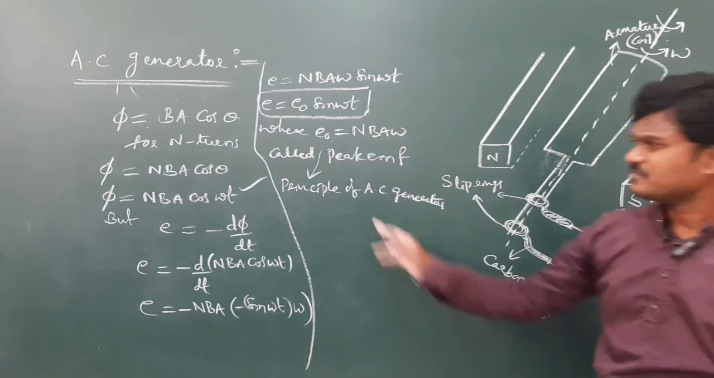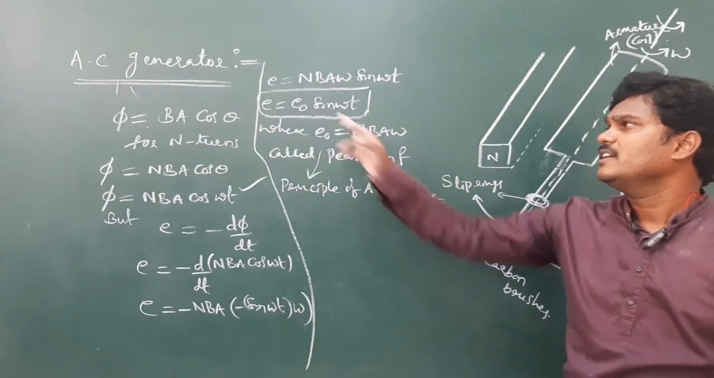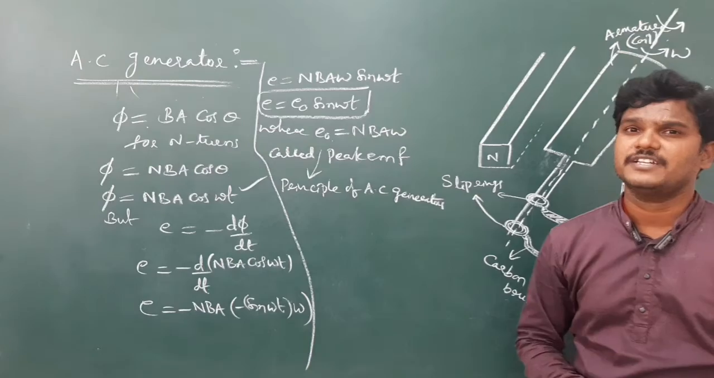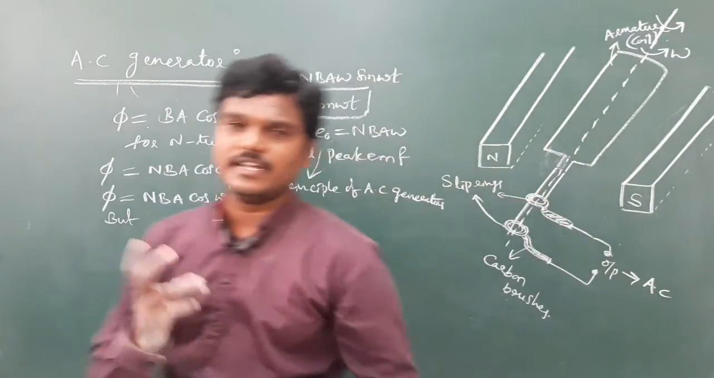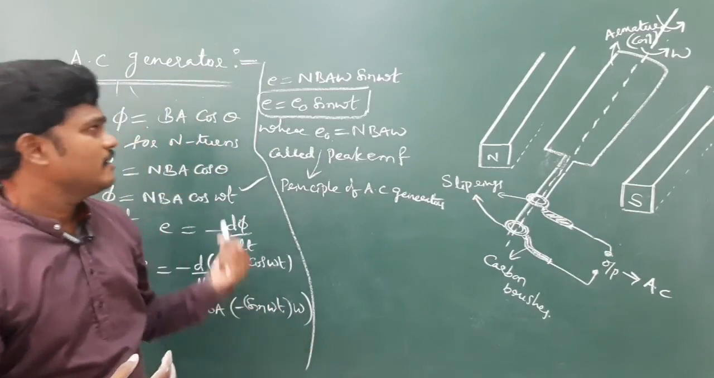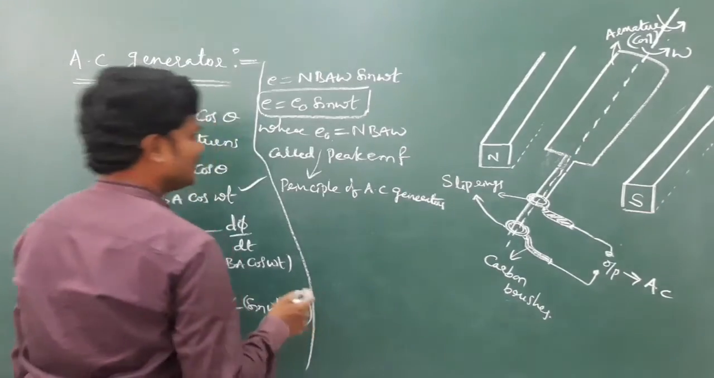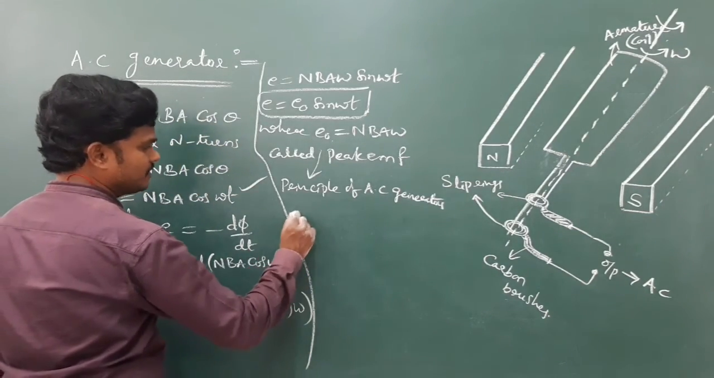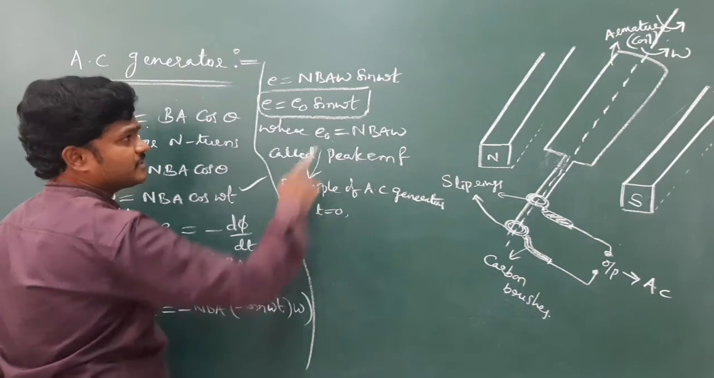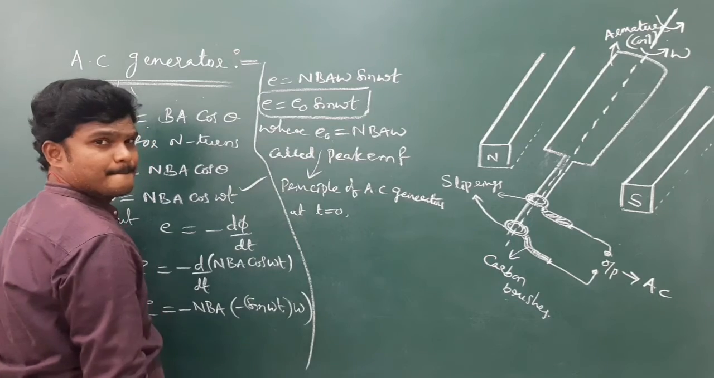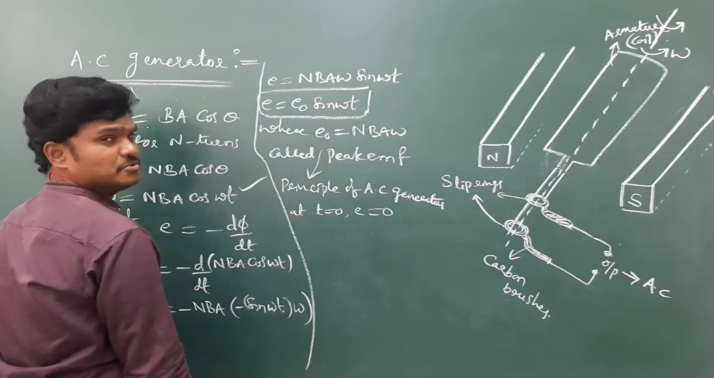So here I got the principle of AC generator, and finally I got EMF as a function of sine omega t, a sine function. Now if we draw a graph between EMF and time, you will get a sine curve. Let me extend a few steps here. At t equal to 0, if I substitute t equals 0 here, then what is the EMF? EMF becomes sine 0, which is 0.